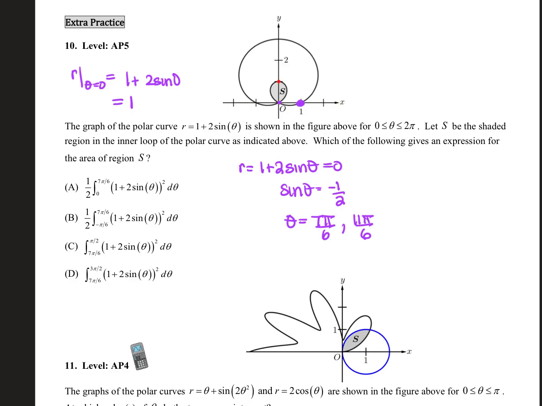So since this is in the inner loop, we know that the r is negative, so it had to come from 3 pi over 2. If I wanted to stay inside the inner loop, it would be from 7 pi over 6 to 11 pi over 6. I do not see that anywhere. If I want to do half of the inner loop, that would be from 7 pi over 6 to 3 pi over 2, then we'd multiply by 2 to get the symmetry. And that is this one right here, D.